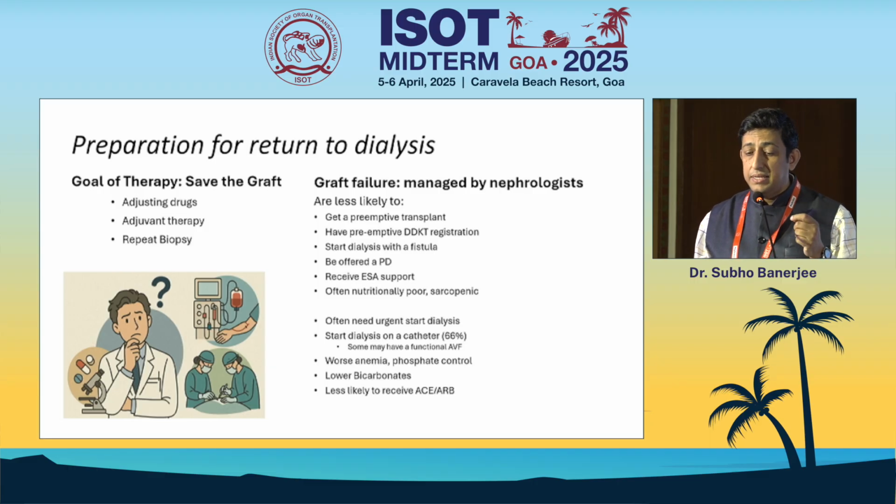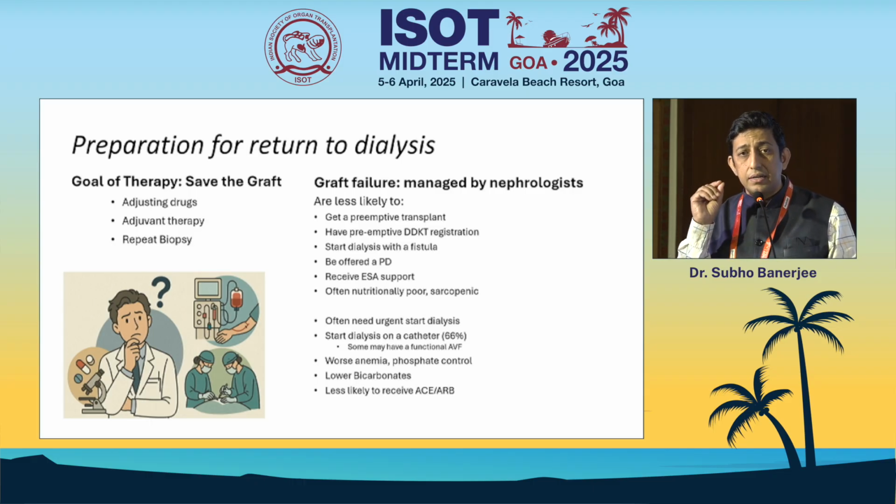So we lose sight of the other things that are to be managed better. It has been seen that even though most of these patients with graft failure are being managed by nephrologists, and transplant nephrologists at that, they are less likely to have a preemptive transplant. They are less likely to have a preemptive DDKT registration if that is being allowed. They are less likely to start dialysis with a fistula. They are typically going to have a catheter in situ when they get dialysis. They are rarely offered PD. They rarely get ESA support even when anemia is developing.